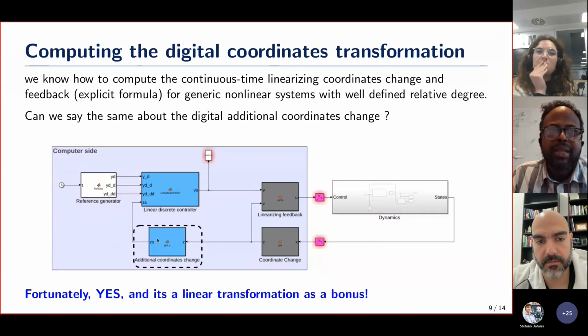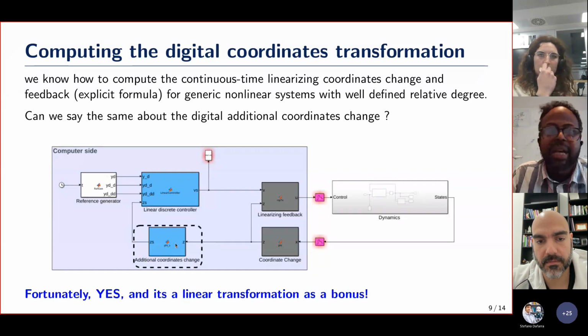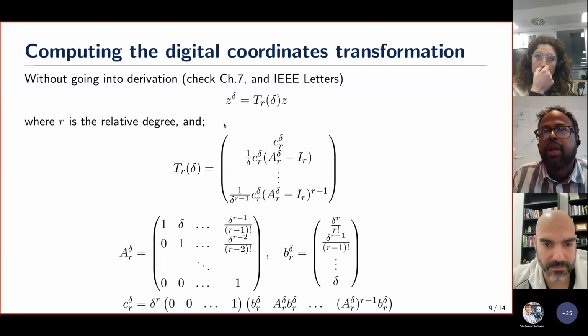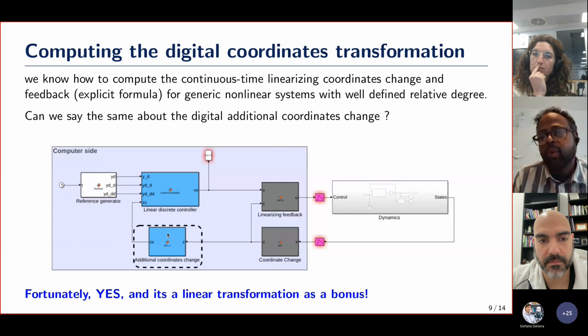So what about this coordinate change that we computed for the example? Can it be made systematic? Can we actually have a formula to compute this irrespective of the system? Okay, fortunately, yes. And even more fortunate is that this coordinate change is a linear coordinate change. That means that this coordinate change is just a matrix multiplying our state. This matrix, T_R of delta, is described by this form. Notice that this T_R of delta depends only on delta and R, which is the relative degree of the continuous time system. So a priori, if you know the relative degree of your system, you can directly compute this matrix. And then that means you directly computed this coordinate change, which is very cool, in fact.